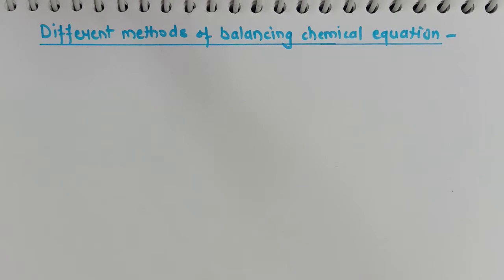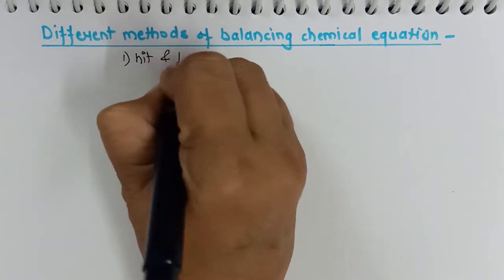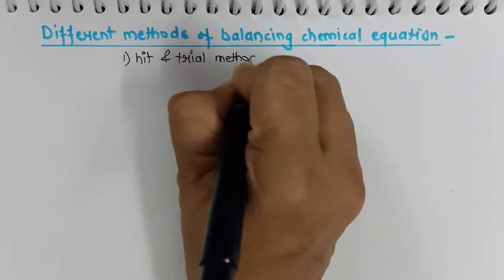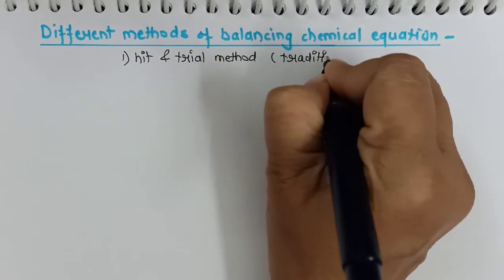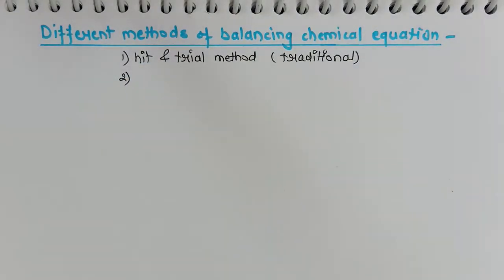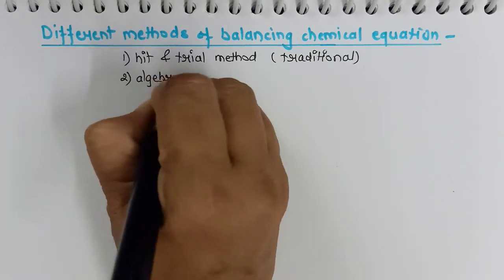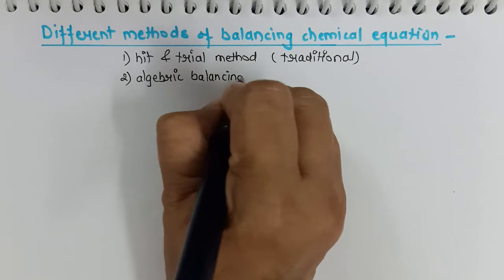What are the various methods by which we can balance a chemical reaction? There are two methods. One is called the hit and trial method, which is a traditional or classical method. And the second is the algebraic method, or we can say algebraic balancing method.